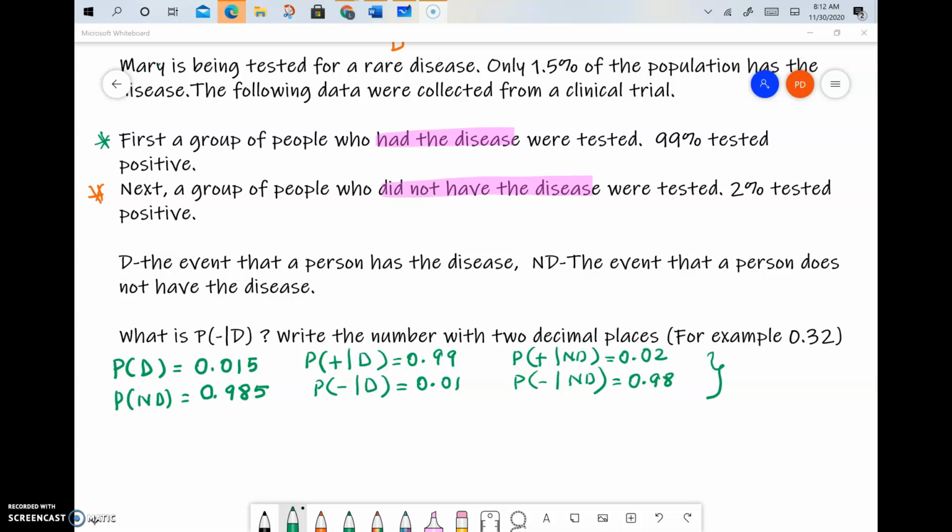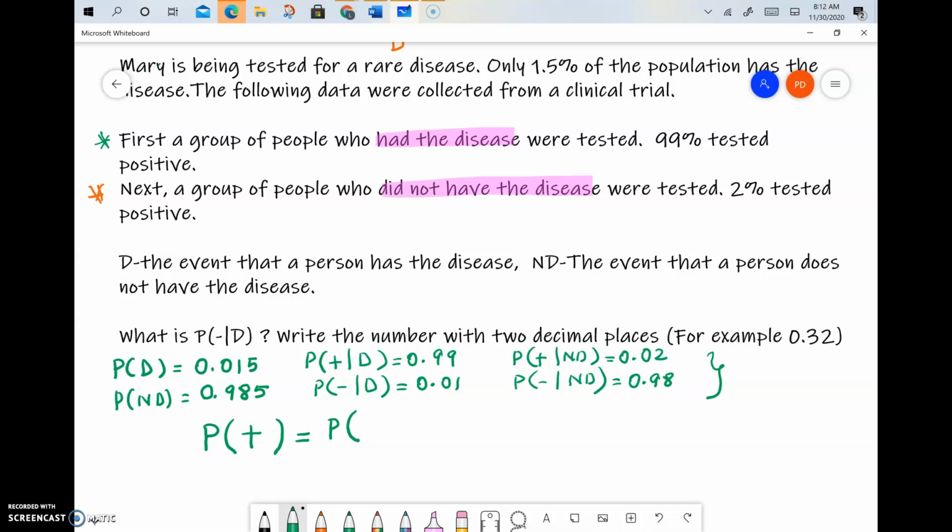The next thing we do is find the probability that a randomly tested person gets a positive test result. So what is the probability that a random person who gets this test shows positive? Here, notice that none of these 6 probabilities will answer our question directly. So we have to break this down. We have to think about what it means for a person to test positive.